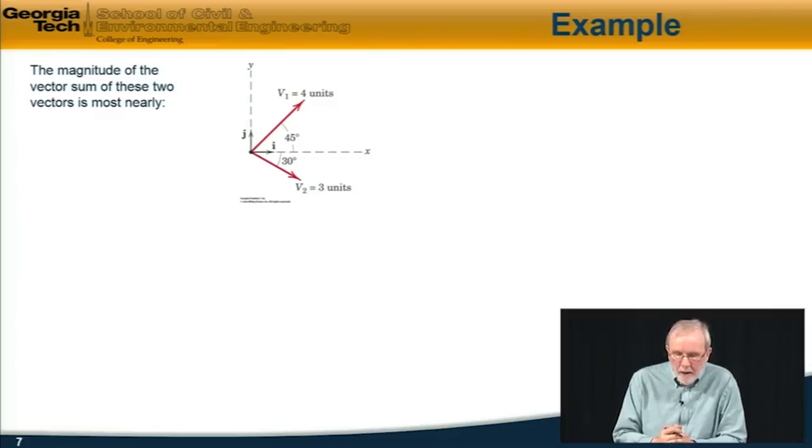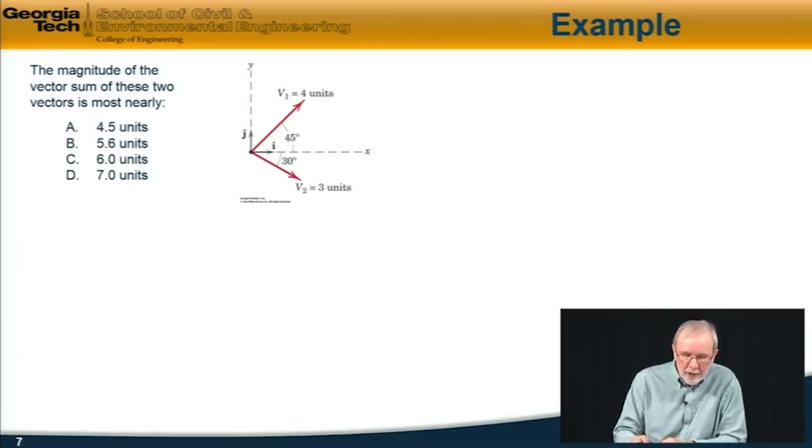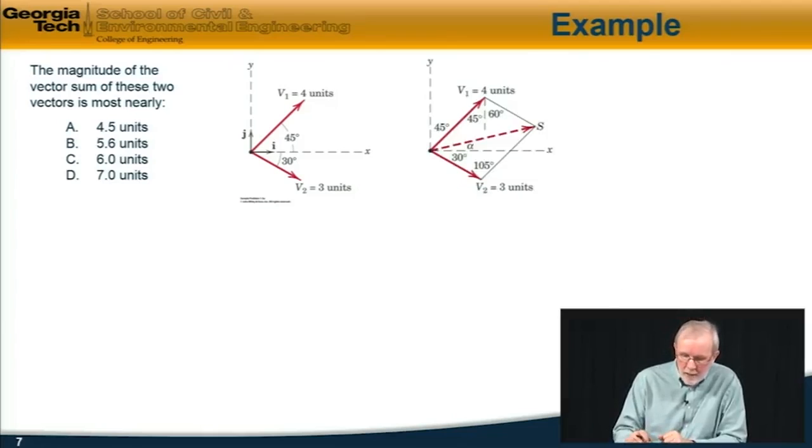An example. We have two vectors here. Vector v1 has magnitude 4 units and v2 3 units at angles of 45 and 30 degrees as shown to the x-axis. And the question is, the magnitude of the vector sum of these two vectors is most nearly which of these alternatives? So here, this is what the answer is going to be if I add these vectorially. So the resultant is as shown here, and it's at some angle alpha to the horizontal.